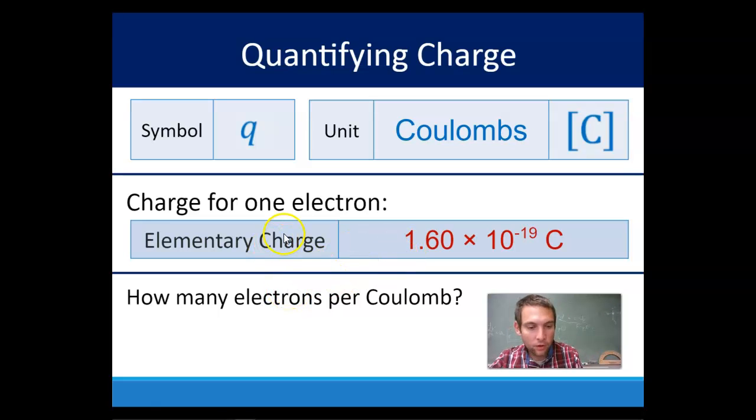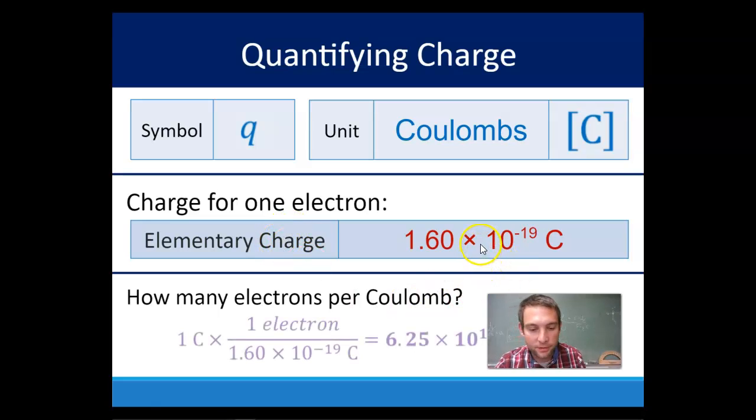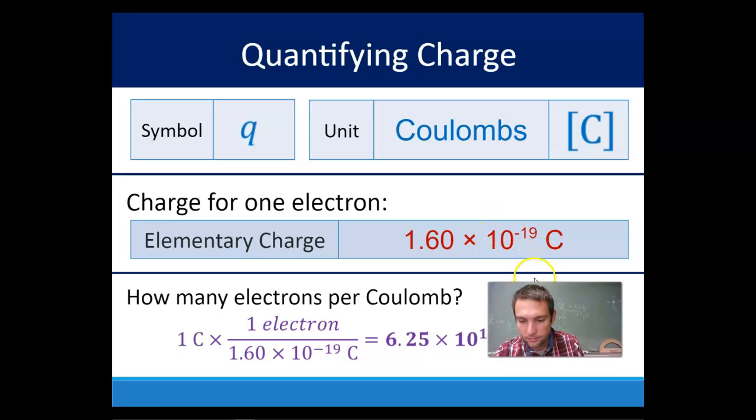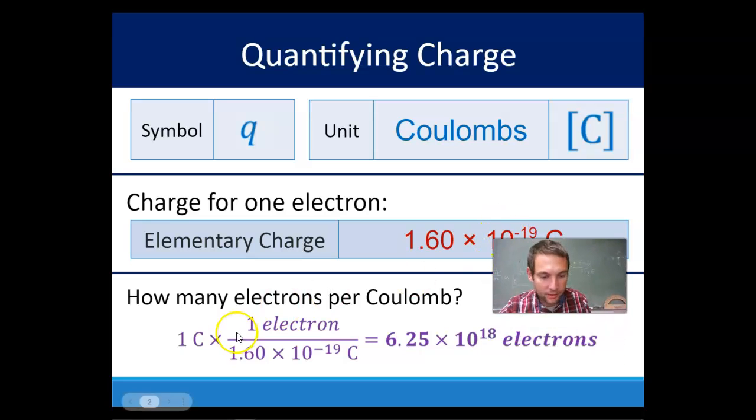well, we know one electron has this much charge, right? So we can just do a little bit of dimensional analysis. And there we have it. Coulombs cancel out. We are in coulombs, we want it on the bottom, so we get rid of it, and we want it in electrons, so we put electrons on top. One electron is going to be a greater number than just the elementary charge.